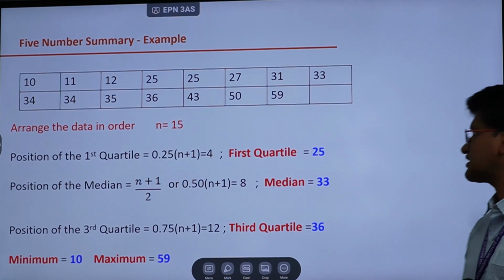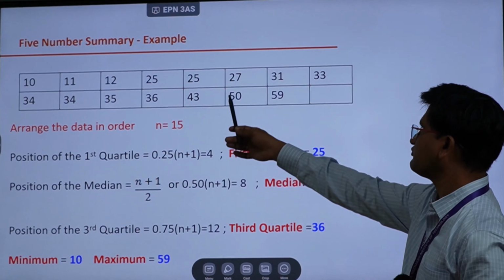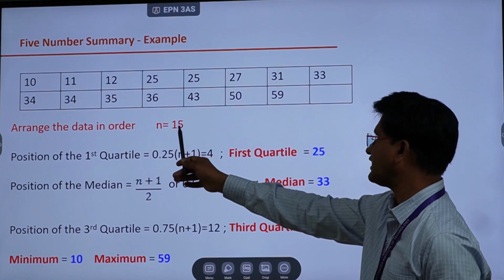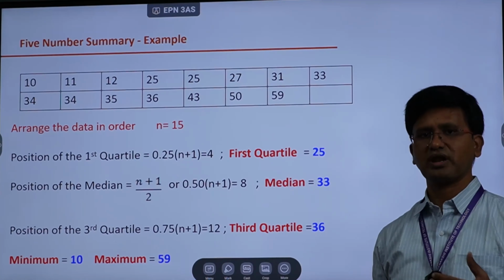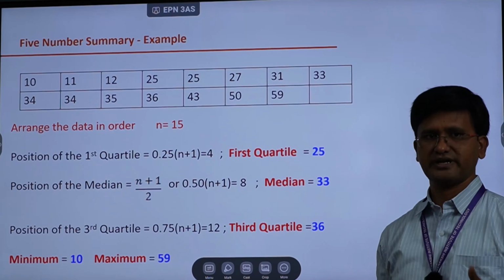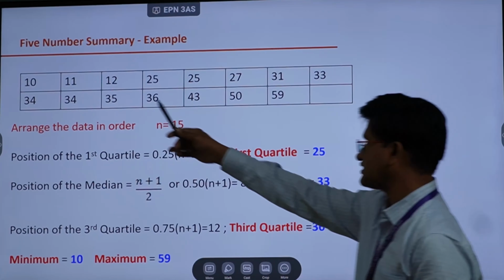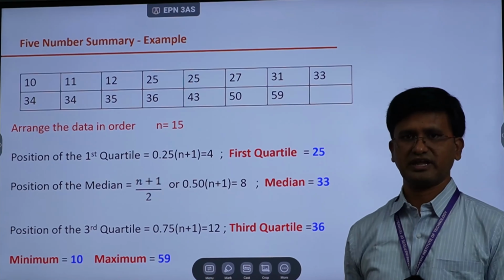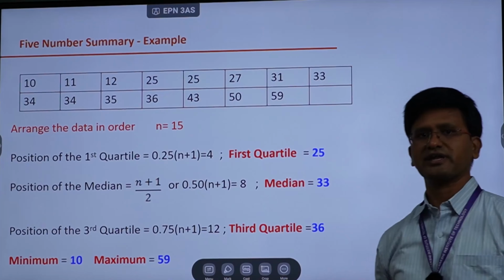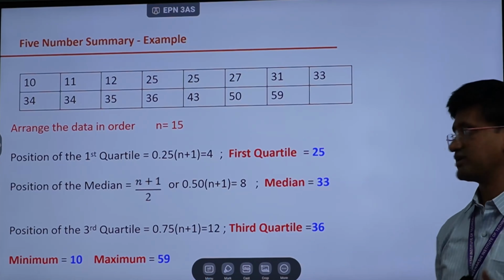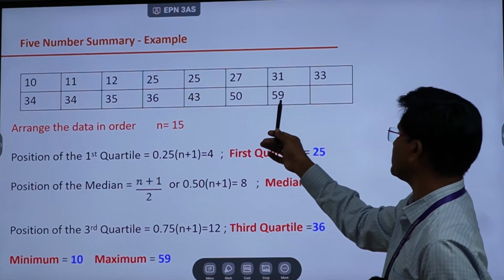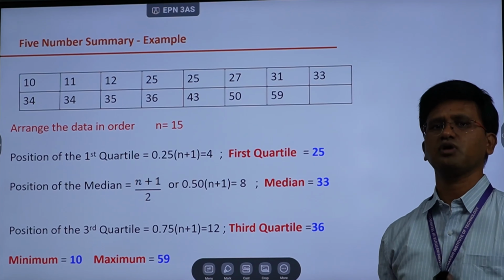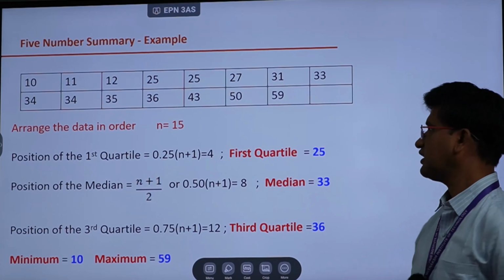Okay, you can see some data points there, around 15 data points, where small n is equal to 15, where small n indicates the sample data set size. You can see the data points given here, and we have already arranged them. The first step towards plotting a box plot is to arrange the data points. You can see that the data points from 10 to 59 are already arranged. If not arranged, we have to arrange them in ascending order.